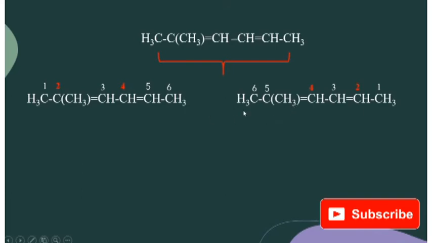So out of these two, which is the correct one? Just see the position of the substituent and functional group. Here, 2 and 4 positions are substituted. 2 position has a substituent as well as a functional group, and 4 position has a functional group. While here, 2 position has only a functional group, no substituent, and the 4th position has a functional group. Okay, so priority goes to this one. Why? Because the second carbon, which is at the lowest position, has a functional group and also a substituent. So this is the correct one.